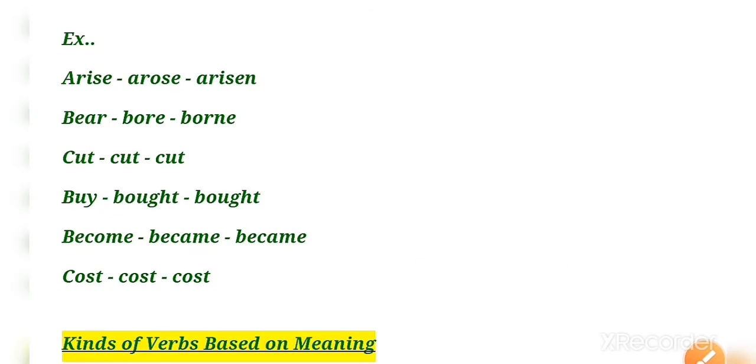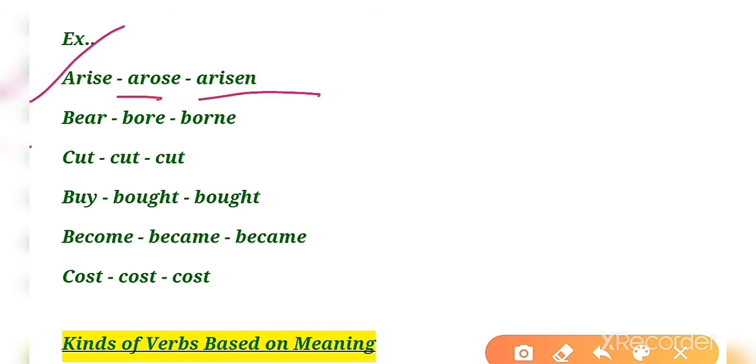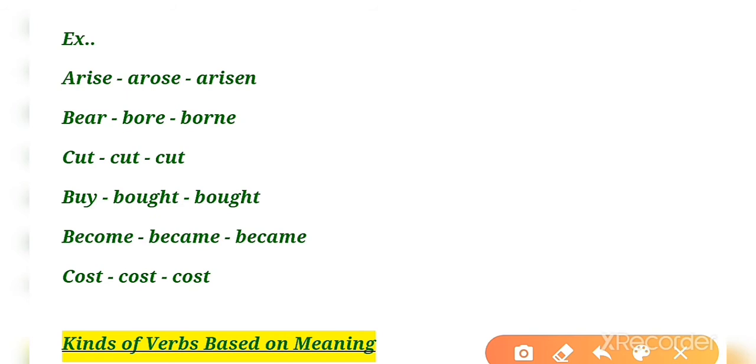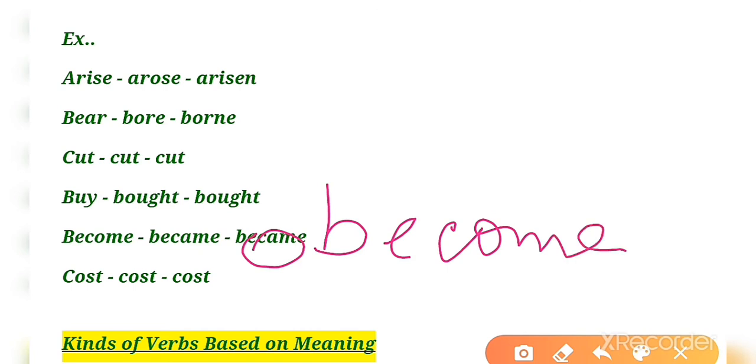See the example. The base form is arise, then arose and arisen, both are different. Then bear, bore and born. Cut, here all are the same. Buy, bought. Become, became. The third will be become. That is not became, it is become. Okay, the third is also become. Just make the correction please. And the last is cost and cost.